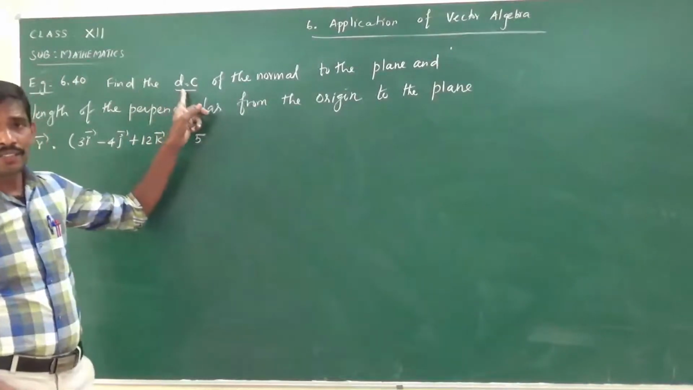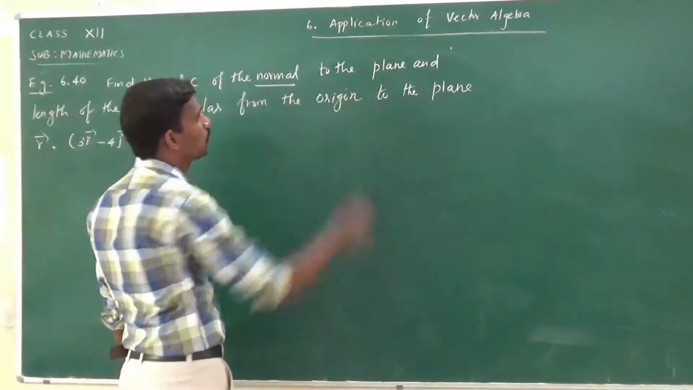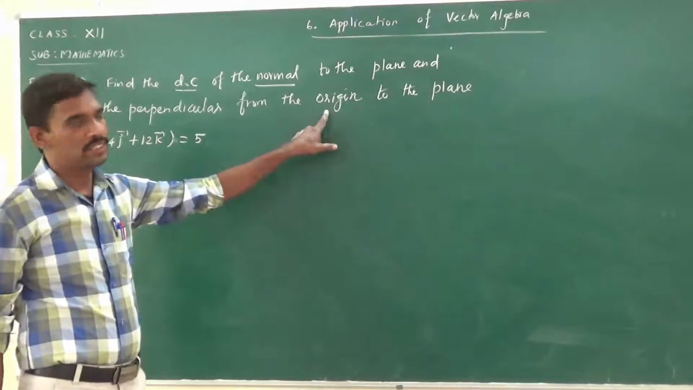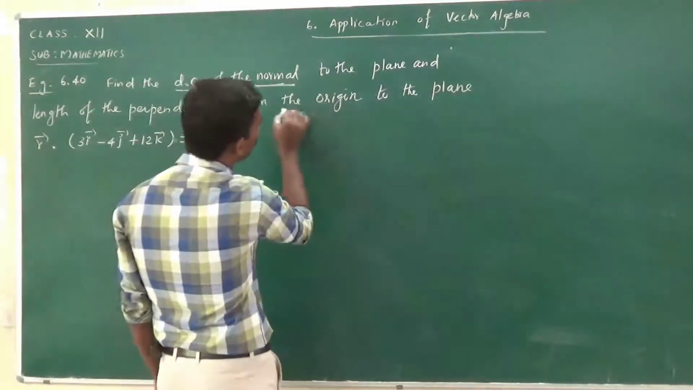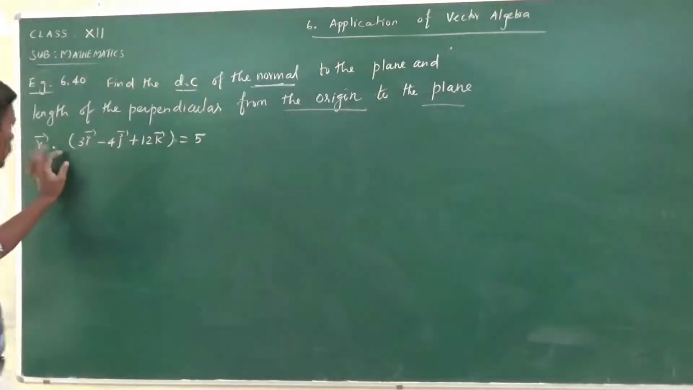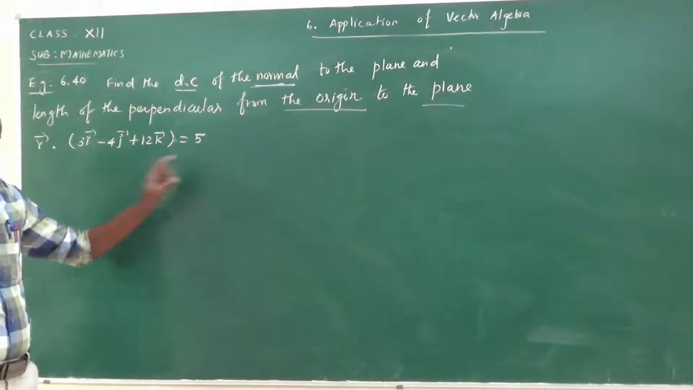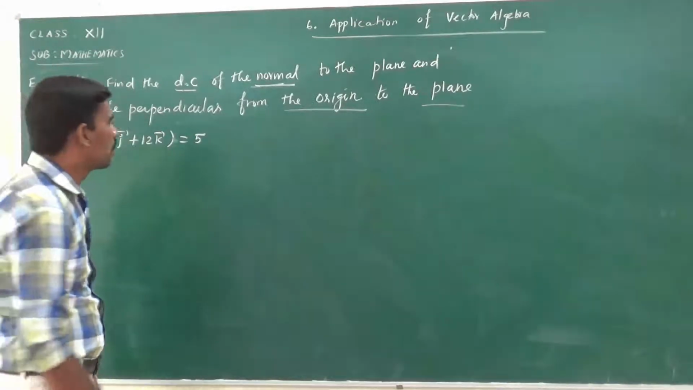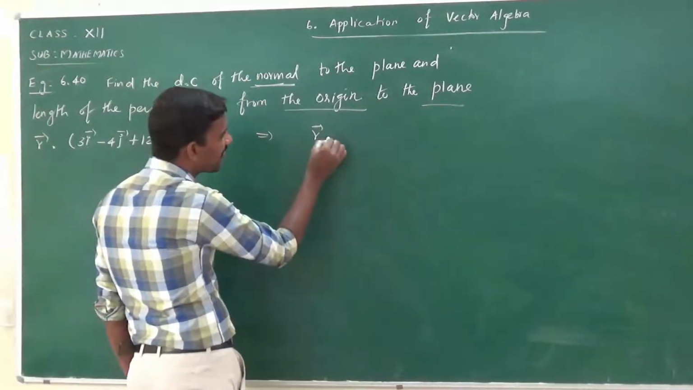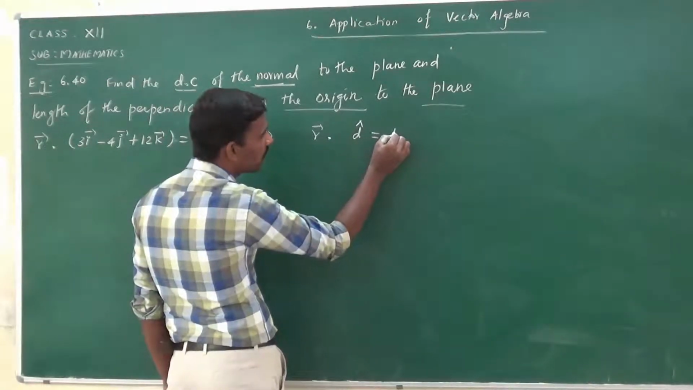Find the DC, this means the direction cosines of the normal to the plane and the length of the perpendicular from the origin. So the normal vector is given, and the distance between origin and the plane is also given. r vector dot 3i vector minus 4j vector plus 12k vector equal to 5. Then we want to find the direction cosines. So in this question, we want to convert this vector equation into the standard form of r vector dot d cap, which is equal to what?